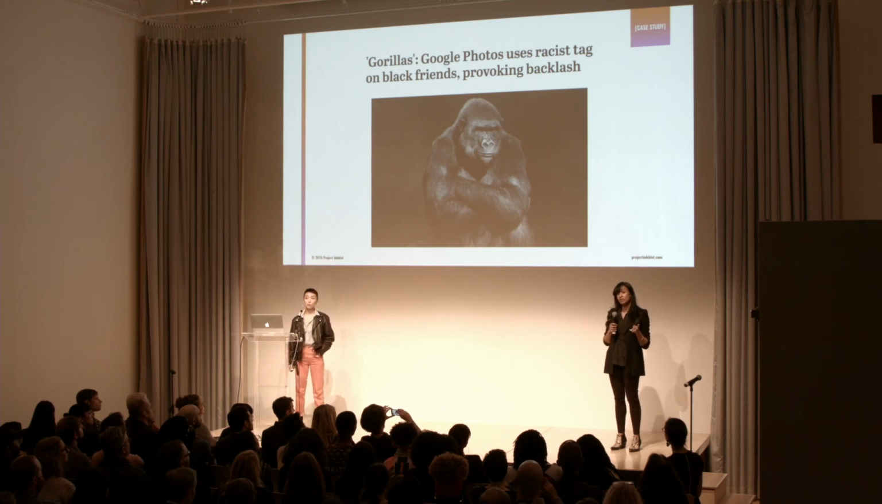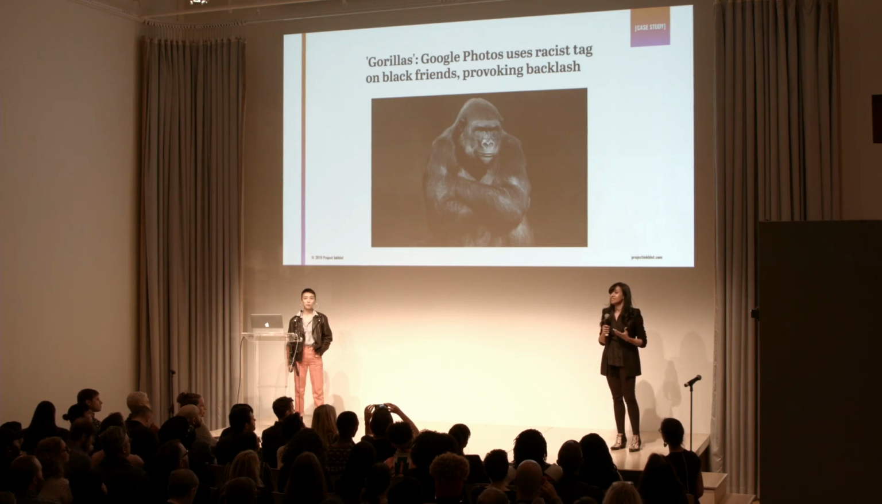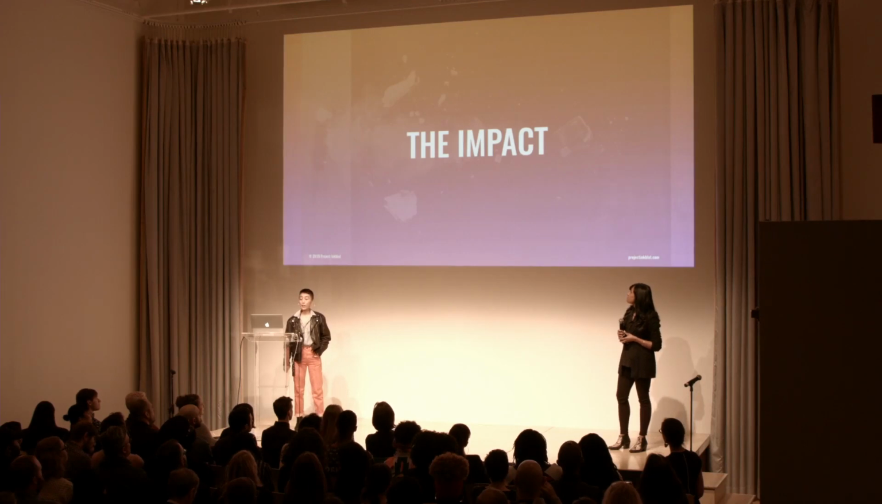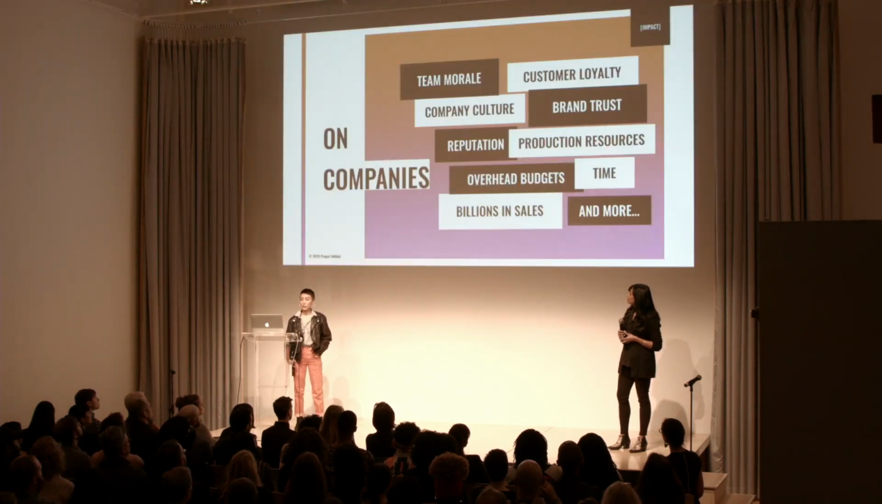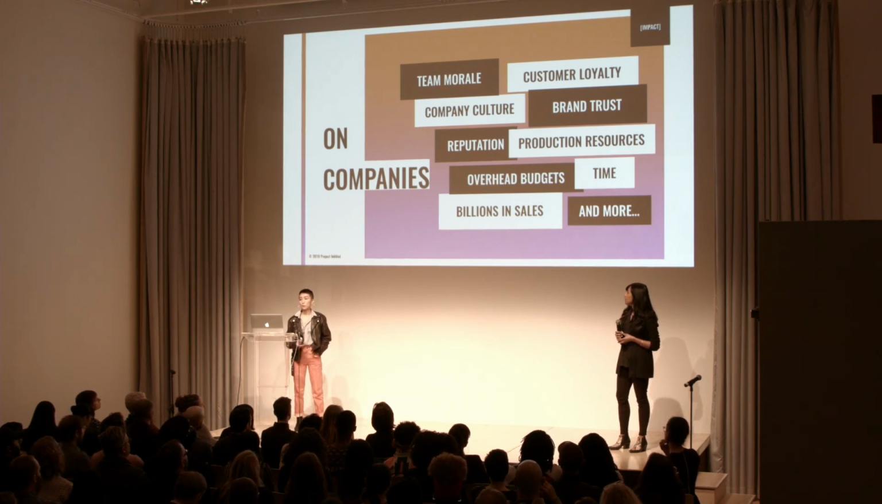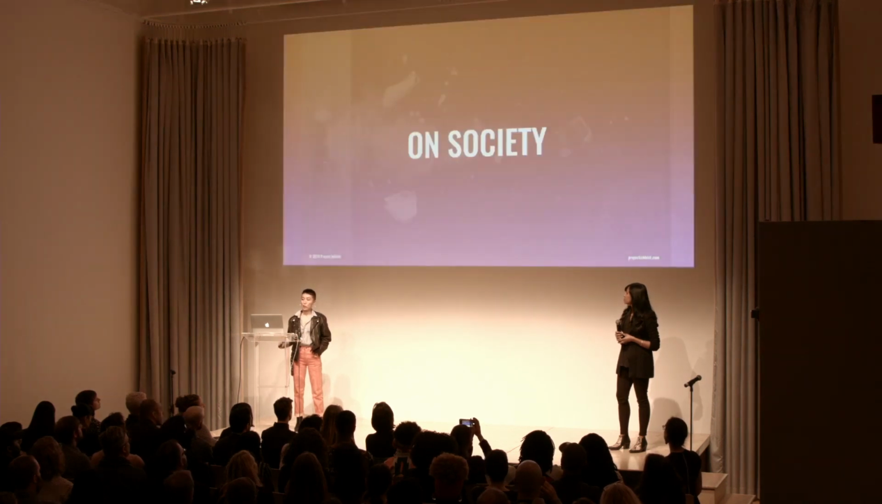There are two really important things to note. The first is that there weren't any black programmers on this particular Google team. And the other thing to note is that they didn't have a diverse data set, meaning they weren't dark-skinned faces or black faces embedded into the algorithm. So let's take a look at the impact. For companies, it's clear there's a diminishing of their customer loyalty, brand trust, obviously billions of dollars in sales. That really matters to companies. But let's take a look on the real-life implications on society.